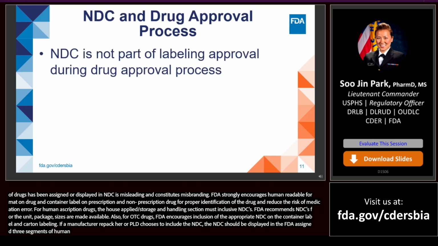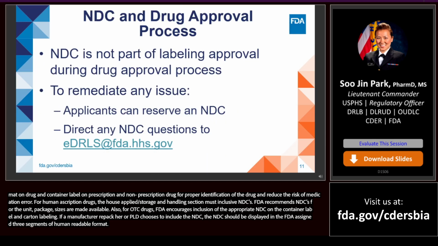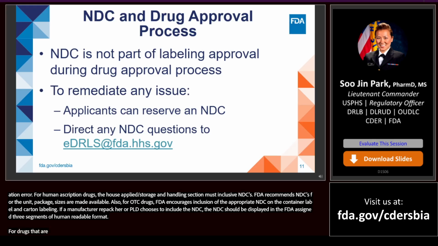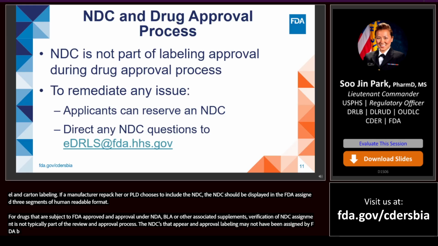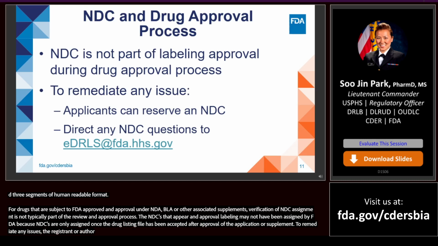For drugs that are subject to FDA review and approval under an NDA, BLA, ANDA, or other associated supplements, verification of NDC assignment is not typically part of the review and approval process. The NDCs that appear in approved labeling may not have been assigned by FDA, because NDCs are only assigned once the drug listing file has been accepted after approval of the application or supplement. To remediate any issues, the registrant or its authorized agent can reserve an NDC before drug approval and label printing.